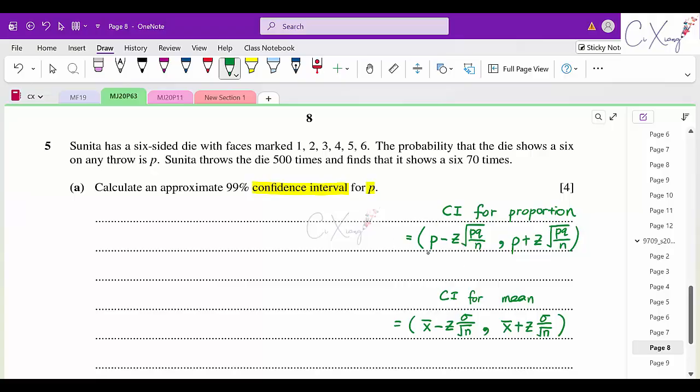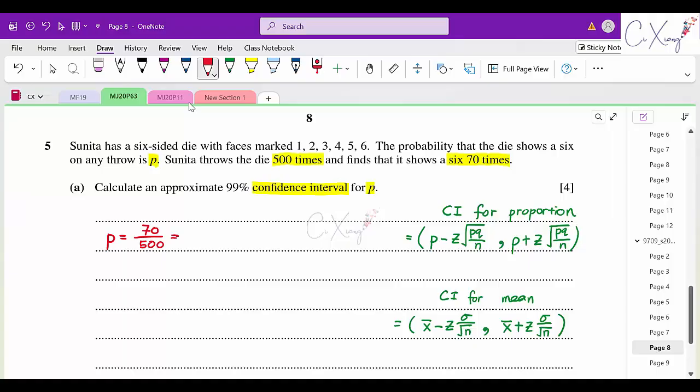How can I get the p? The p means the proportion of getting the event that you want. We are interested in finding the confidence interval for p, and what's the p here? The probability that the die shows a 6. And how can I get p in this case? You can see that we obtained 6 for 70 times out of the 500 throws. So from here, the p to get the 6 is 70 over 500.